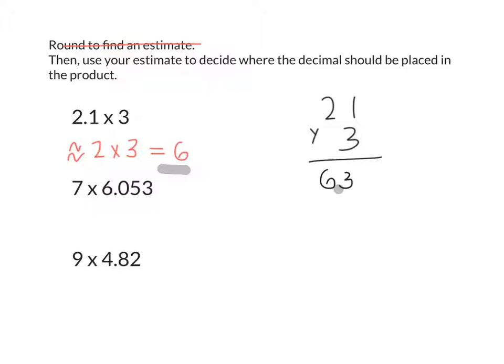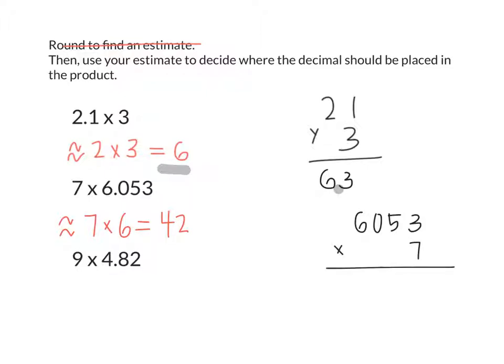Our next problem is 7 times 6.053. Okay, 7 is 7, but 6.053 is pretty close to what whole number? Everyone? 6. So what's 7 times 6? 42. That means that our answer should be pretty close to 42. Now I can multiply without worrying about the decimal point. I like to put the longer number at the top. You can choose to do it differently, but I like to go like that.